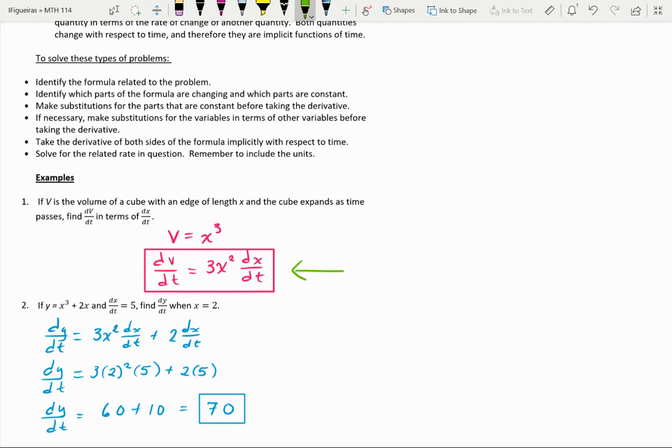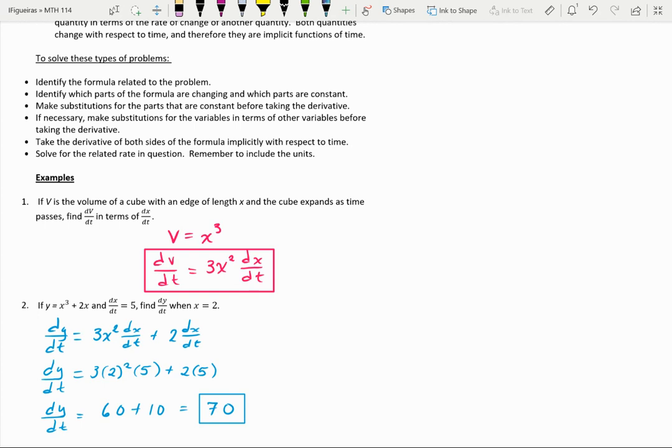All right, next example. It's telling you if y is equal to x cubed plus 2x and dx/dt is equal to 5, find dy/dt when x is equal to 2. So the wording of the question is telling you that both x and y are changing with respect to time. So first thing we need to do is take the derivative of both sides. The derivative of y is dy/dt. The derivative of x cubed is 3x squared followed by dx/dt, and the derivative of 2x is 2 dx/dt. Well, now we're ready to plug in the numbers that we know.